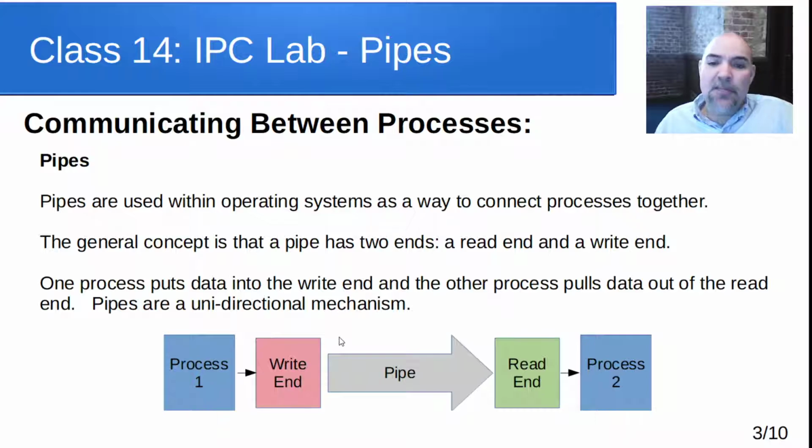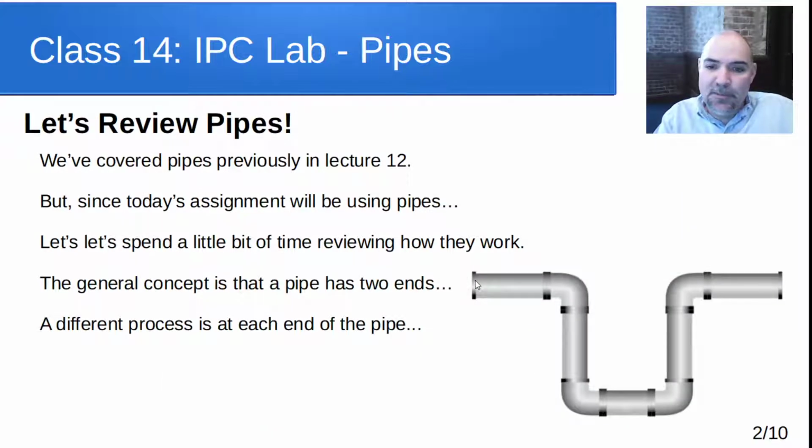But in the general sense, in operating systems, typically it's a unidirectional mechanism that one process puts data in the write end, another one pulls the data out of the read end of the pipe. So kind of like a sewage system. The water flows, or sewage flows, one direction.